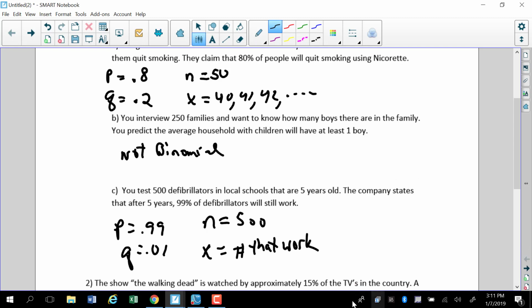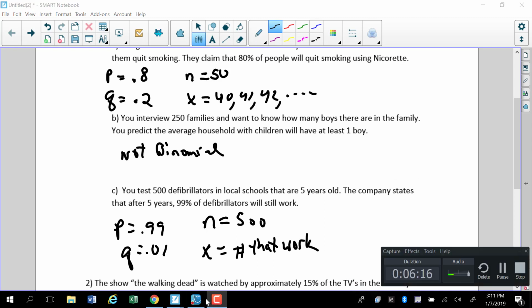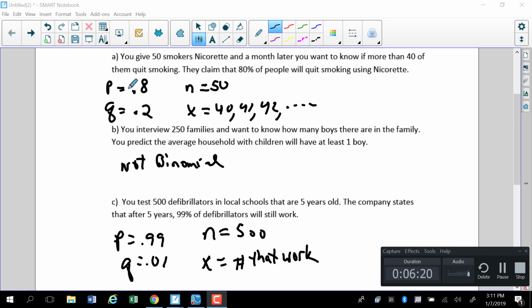So hopefully you took the time to pause the video and take a look. So I wrote down the solutions here. In this first example, 80% are using it, 20% are not. We have 50 people that we're sampling, and then we're going to use 40, 41, 42. You'd have to put this in a number of times and then just add up the results.